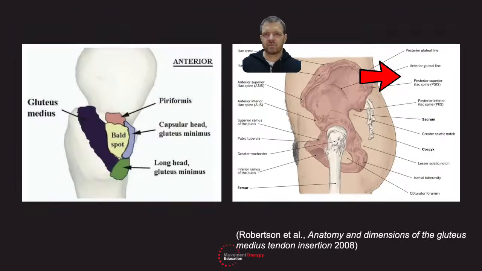Now the attachments on the greater trochanter, this is quite interesting. So if you have a look around here, we've got glute medius just here, okay, so around the back there. We've got the glute minimus towards the front, okay, just there. Long head of glute minimus, so it's split into two heads, and then the piriformis attaches there, but there's a bald spot in the middle where there's no attachments.